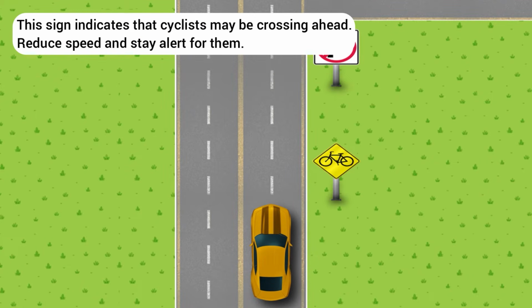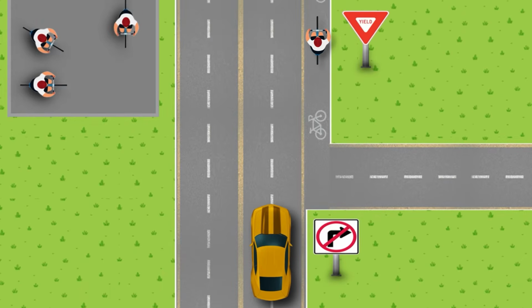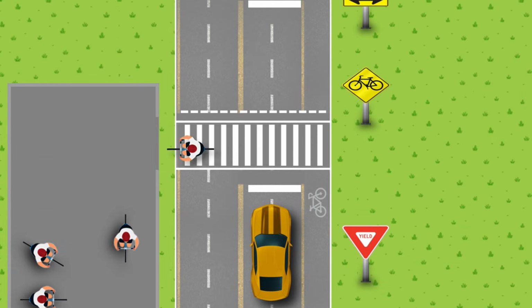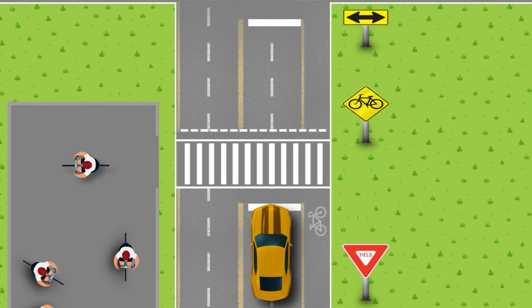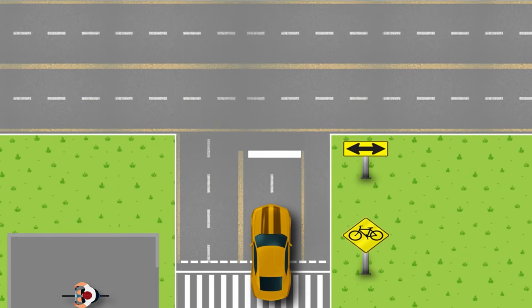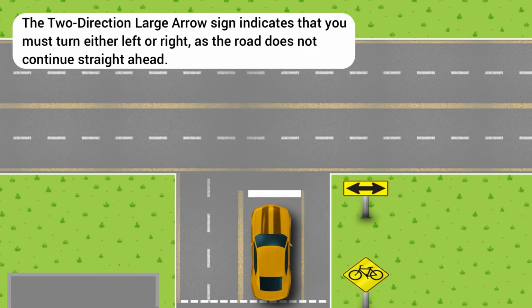This sign indicates that cyclists may be crossing ahead. Reduce speed and stay alert for them. The two-direction large arrow sign indicates that you must turn either left or right as the road does not continue straight ahead.